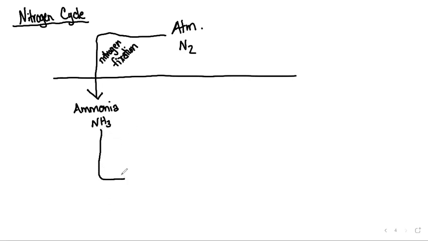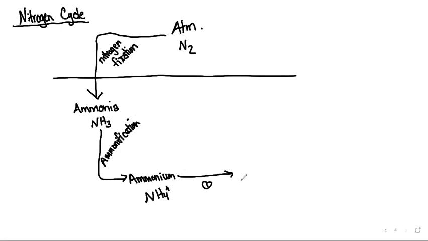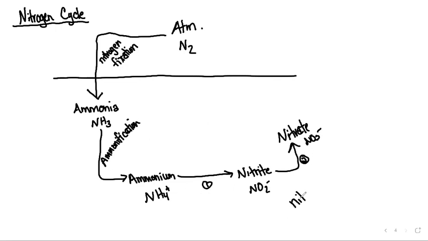The next step is ammonification. And this is done by ammonifying bacteria. They take ammonia and turn it into ammonium, which is NH4+. The next step that occurs is a two-step process that converts ammonium into nitrites, NO2 negative, and then into nitrate, NO3 negative. This two-step process is nitrification, done by nitrifying bacteria.